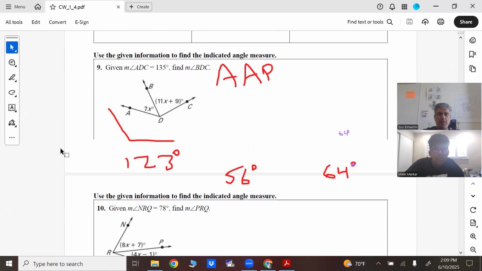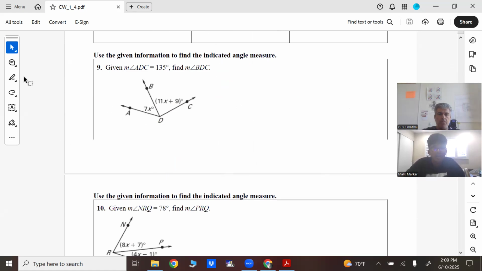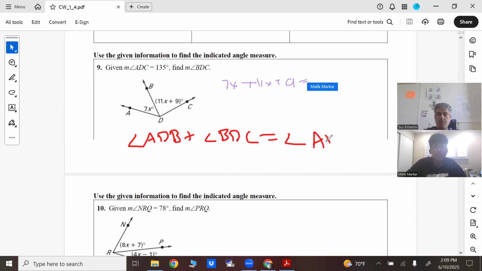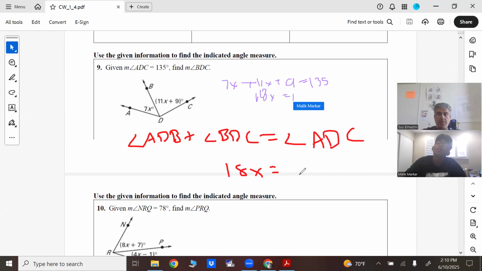Given these, ADC, they both have to add up to the whole thing. So for 7, x, is that right? Correct. And so 18x equals 126. And then x should be 7, I think.